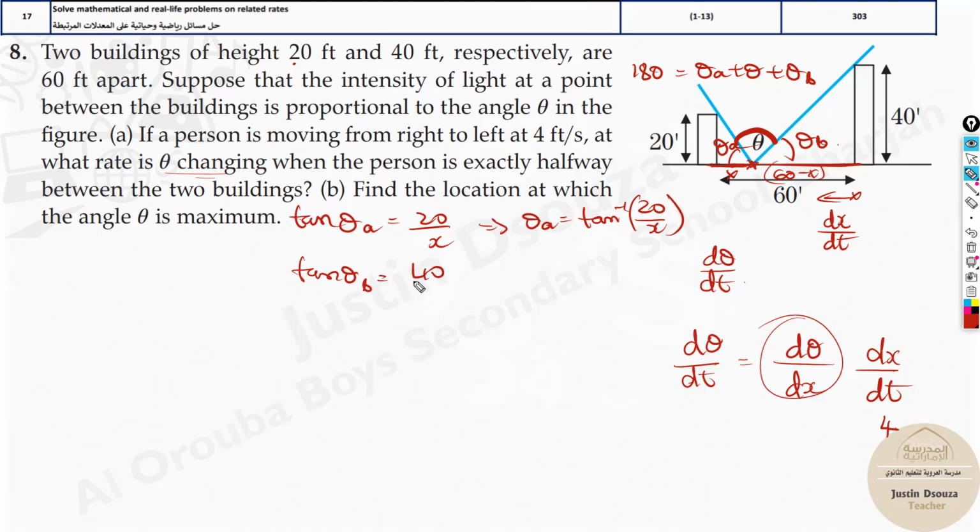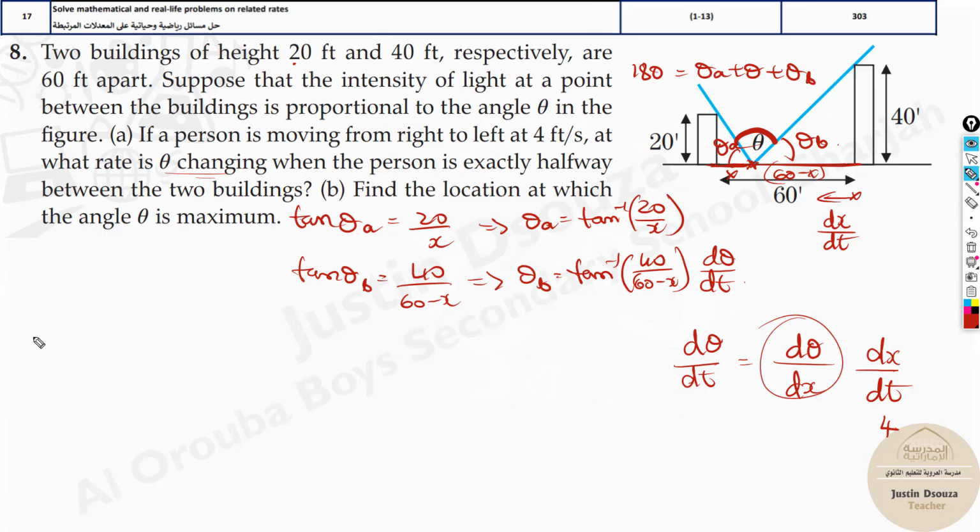Opposite, that is 40 by 60 minus x. This is equivalent to theta B, that is tan inverse of 40 by 60 minus x, close the bracket. Now all you need to do is solve these both. So substitute them over here.